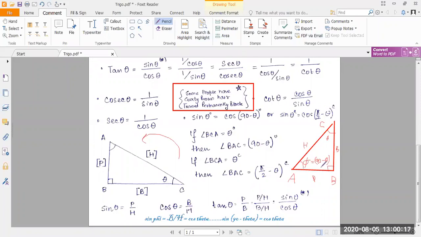And on the other hand, I've again said that phi equals 90 minus theta. So sine 90 minus theta is cos theta. If I use the reverse logic, I should be able to say that sine theta is cos 90 minus theta. So you see, that is what I have written here when I have said sine theta degree is cos 90 minus theta degree. Again, here I have considered the degrees.